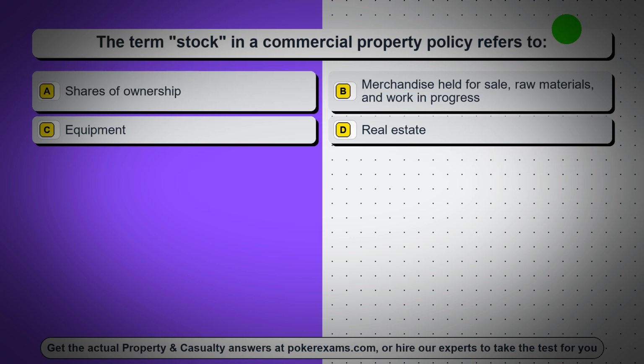Question 9. The term stock in a commercial property policy refers to: Option A, shares of ownership. Option B, merchandise held for sale, raw materials, and work in progress. Option C, equipment. Option D, real estate.